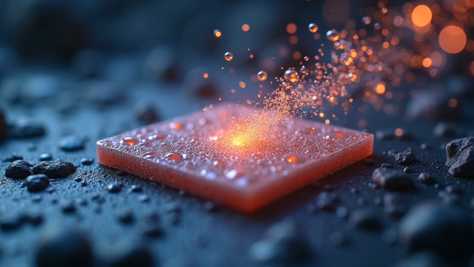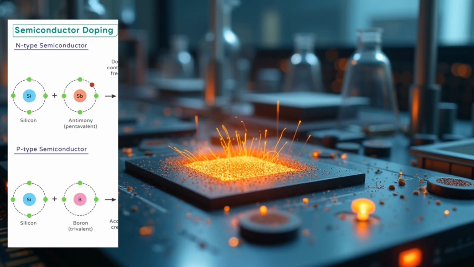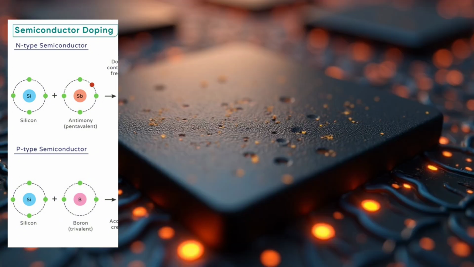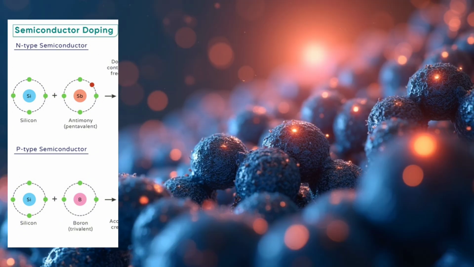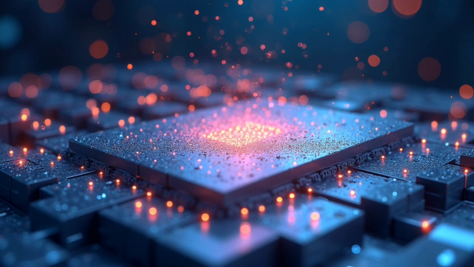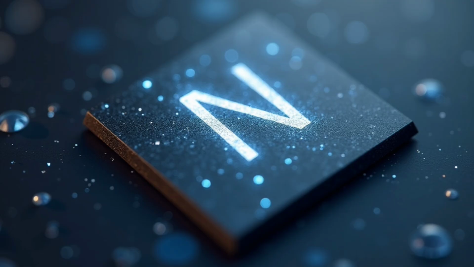Now, what is doping? Well, doping is the intentional process of adding tiny amounts of specific elements to a pure semiconductor material. By changing its atomic structure, we can make the material conduct electricity differently. And that leads us to the two types, N-type and P-type semiconductors. Let's break them down. First up, N-type semiconductors.